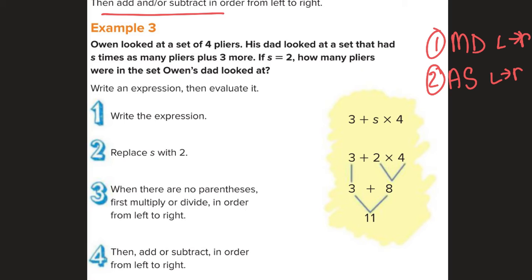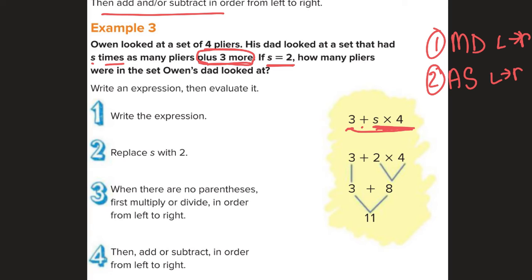Here it says, Owen looked at a set of 4 pliers. His dad looked at a set that had S times as many pliers, plus 3 more. If S is equal to 2, how many pliers were in the set Owen's dad looked at? So this would be our expression here: 3 plus S times 4.